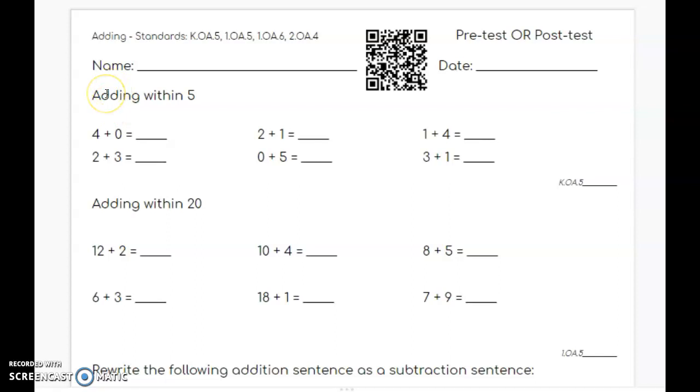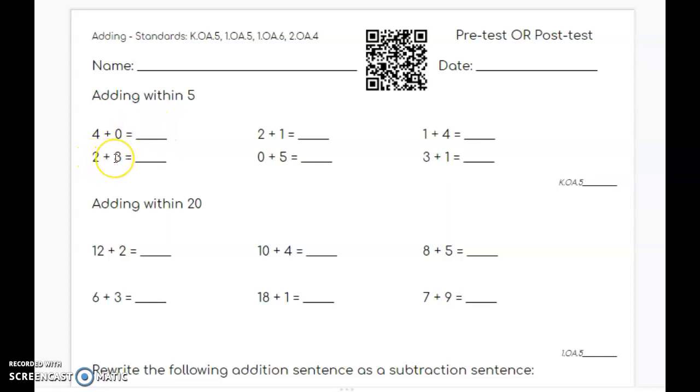For our first section, it says adding within 5. So for these numbers, you're going to look at the two numbers, add them together, and write the answer on the line. So the first one is 4 plus 0. Write your answer here.